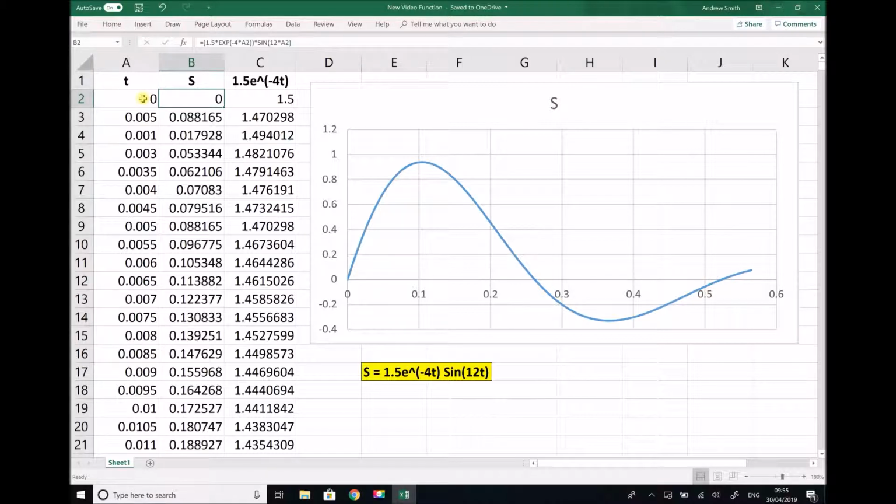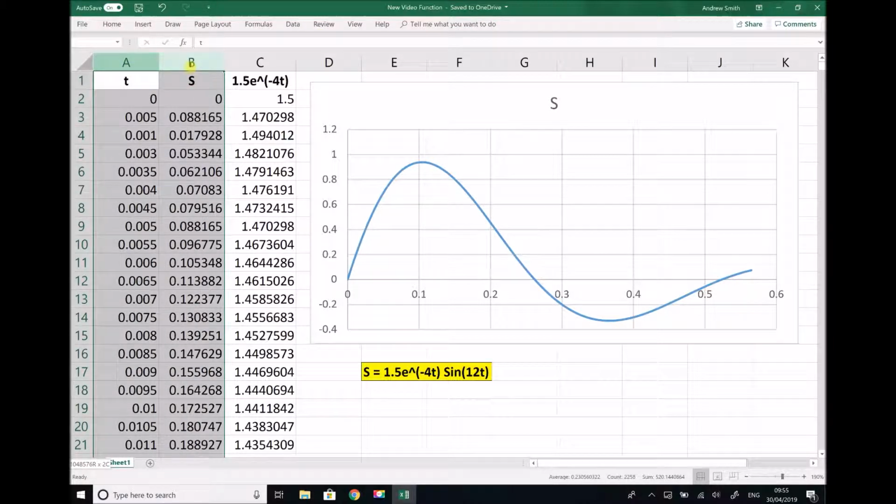Note that by default Excel works in radians, and when we have a sinusoidal function involving time, we generally work in radians. So we don't need to carry out any conversions here. Next, I highlighted our time column and our column for the values of s, and I just produced an xy scatter. So what we have on our x-axis is time, and on our y-axis we have the value of s, or the displacement.